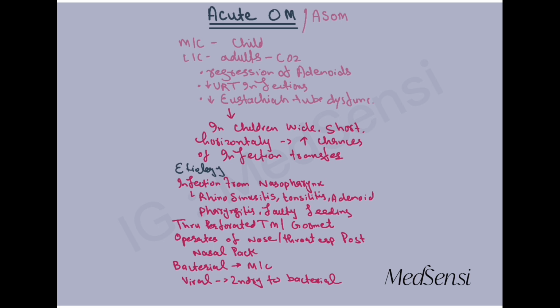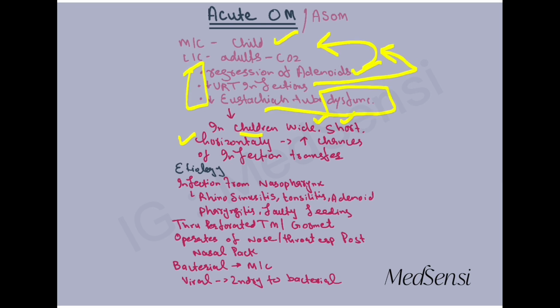Acute otitis media, or acute suppurative otitis media, is more common in children and less common in adults because of these three factors: regression of the adenoids, which is common in children; decreased upper respiratory tract infection, as children are more prone to upper respiratory tract infections which lead to acute otitis media; and decreased eustachian tube dysfunction. Eustachian tube dysfunctions are more common in children because in them the eustachian tube is wide, short, and horizontal, so there is an increased chance of infection transfer from the nasopharynx. These things are not common in adults, so children are more prone to acute otitis media.